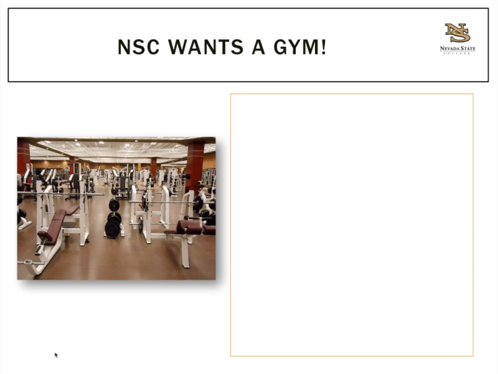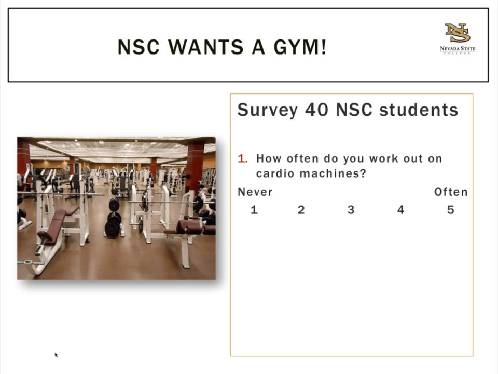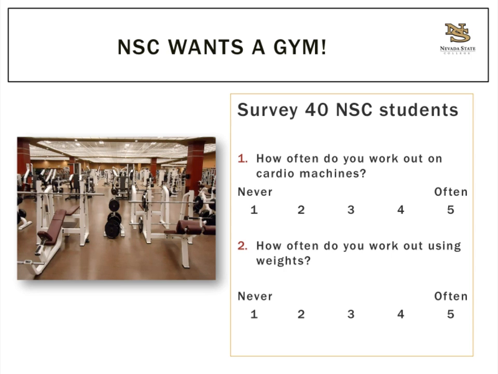So you decide to survey 40 NSC students and you ask them two basic questions. When you're at the gym, how often do you work out on cardio machines? So your participants can answer from 1, which means never, all the way to 5, which means often. Then you ask them a second question. How often do you work out using weights? Again, they can answer from never all the way to often. So you're going to go ahead and look at these data and figure out if people like to use cardio machines more or if they like using weights more. So let's look at our data.